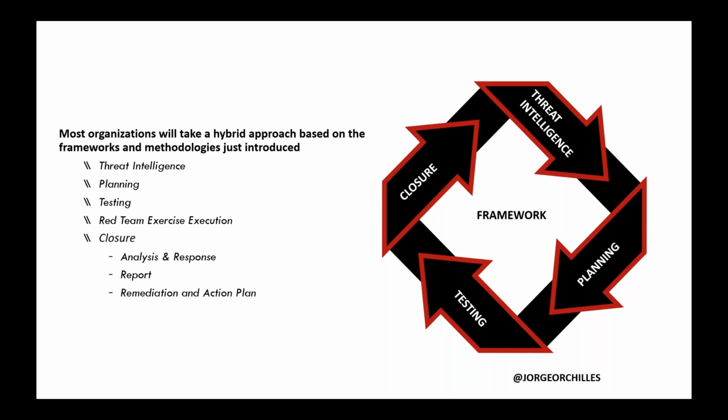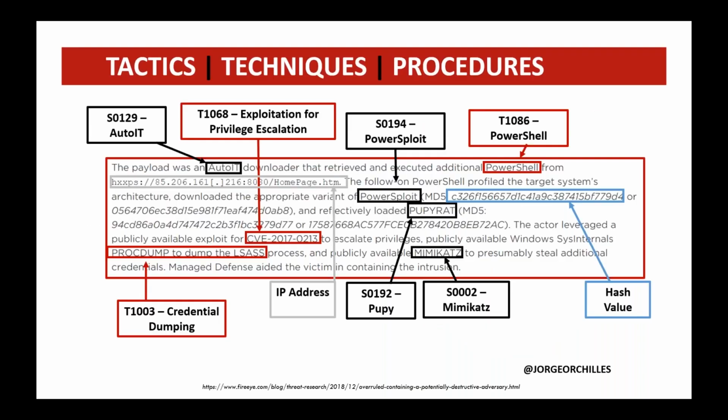Now, threat intelligence is very important. If you're going to do an adversary emulation, like I said, we want to map the tactics, techniques, and procedures. Here's an example of a FireEye report released in 2018 that has a paragraph. I went through that paragraph and I pulled out information and I tagged it to MITRE ATT&CK. So as you can see in the beginning, it says the payload was an AutoIT downloader. AutoIT, I know that. That's a software. It's S0129. And then you read through and it says that that downloader retrieved and executed additional PowerShell. PowerShell is a technique. It's T1086 on MITRE ATT&CK.